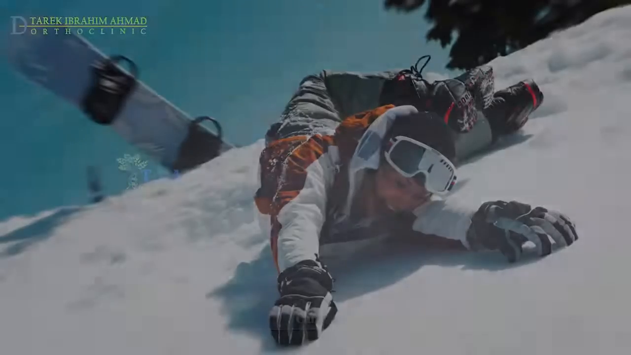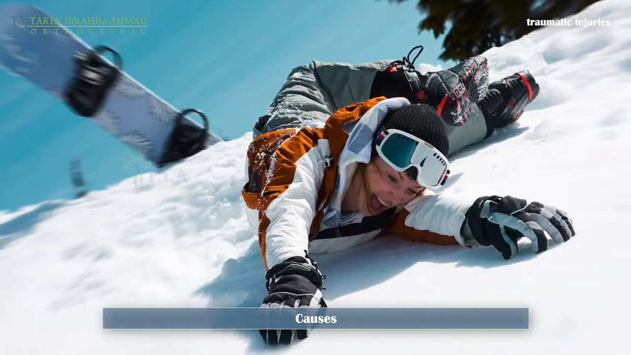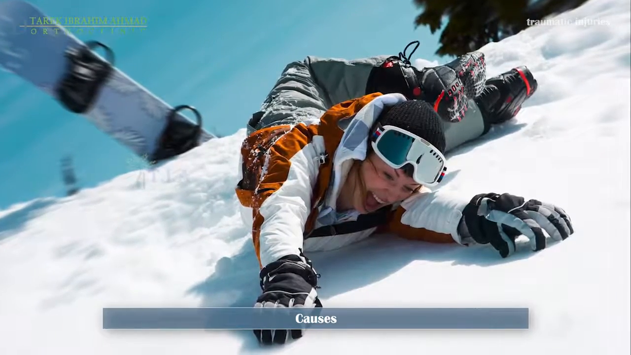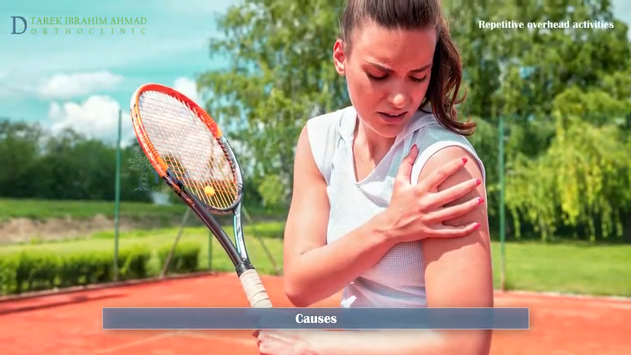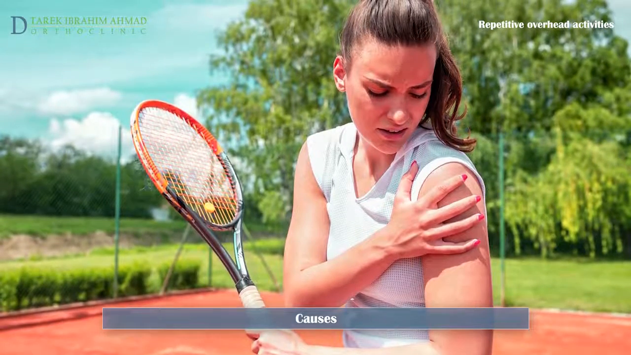Causes. Biceps tendon ruptures occur most commonly from an injury, such as a fall on an outstretched arm, or from overuse of the muscle from repetitive overhead movements such as with tennis and swimming.